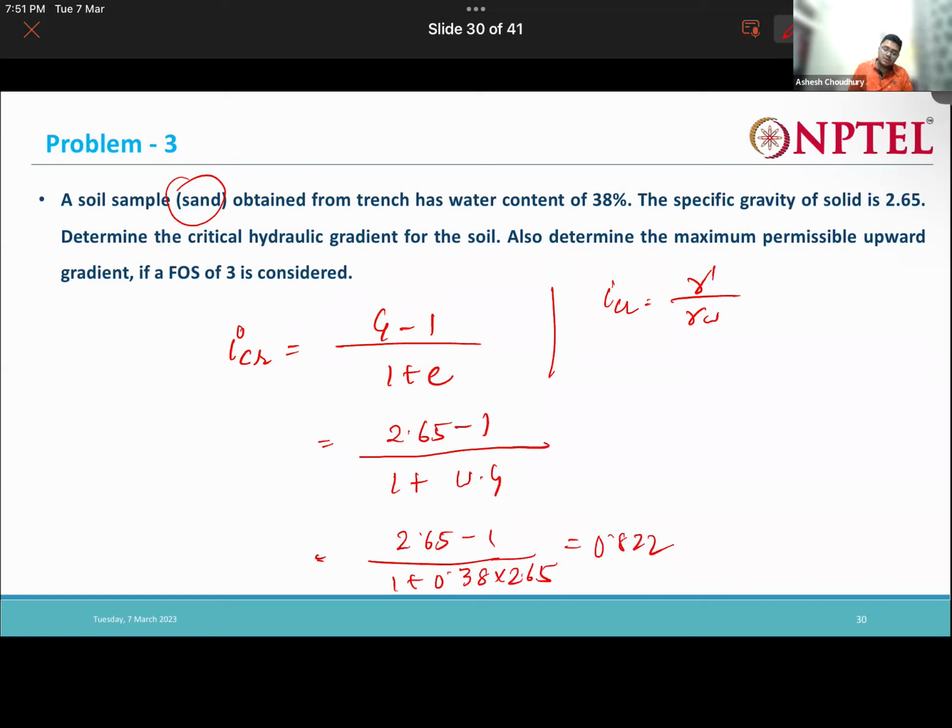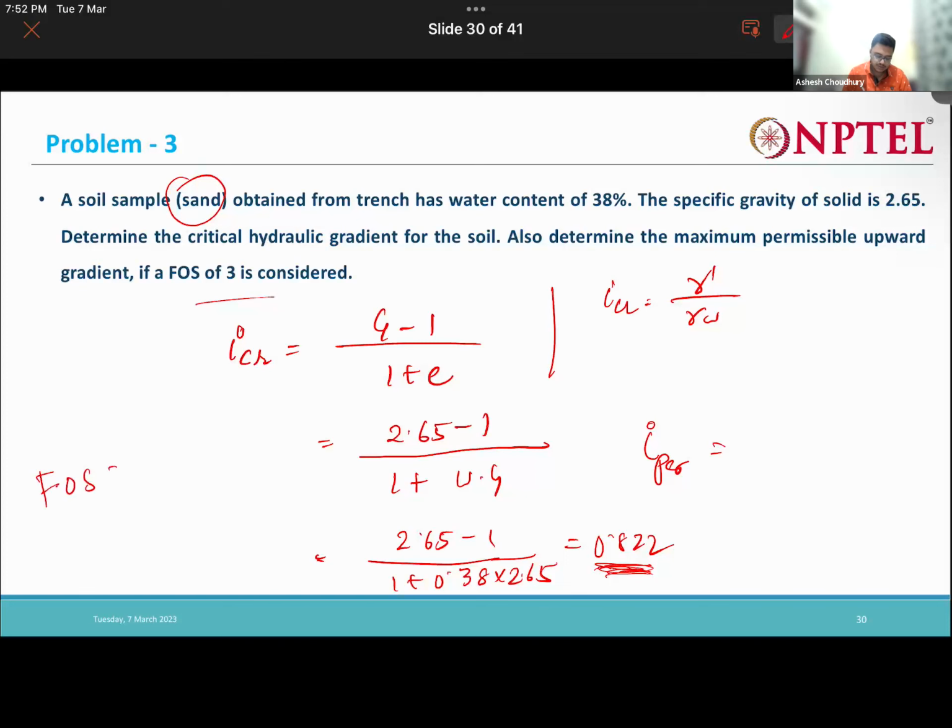Now also determine the maximum permissible upward gradient with a factor of safety of 3. So my factor of safety of 3 is given. What should be my maximum permissible upward gradient? I know my critical hydraulic gradient, which I have determined, and my factor of safety is given. So what will be my permissible hydraulic gradient? It will obviously be less, right?